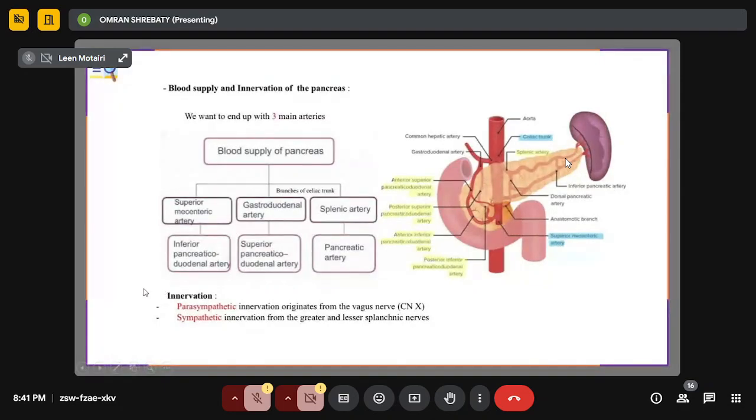Regarding the innervation, for sure we know that in our body the autonomic nervous system includes parasympathetic and sympathetic. The parasympathetic innervation originates from the vagus nerve, while the sympathetic innervation is from the greater and the lesser splenic nerves.